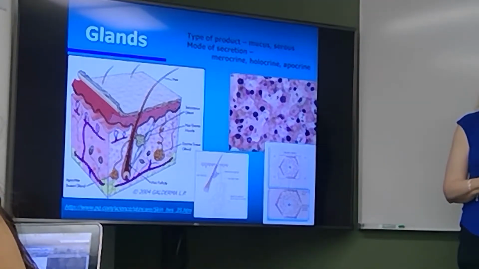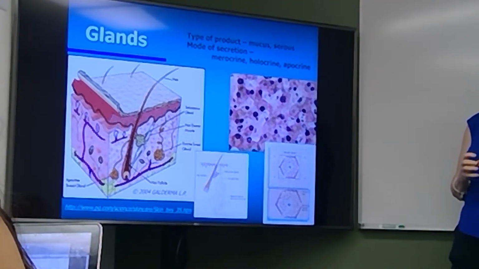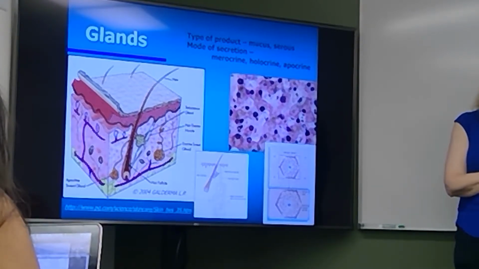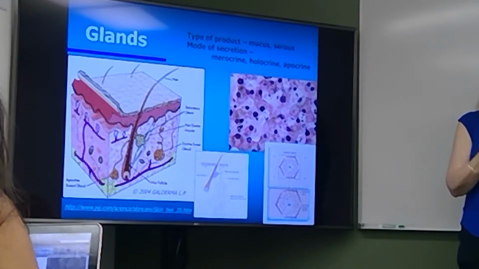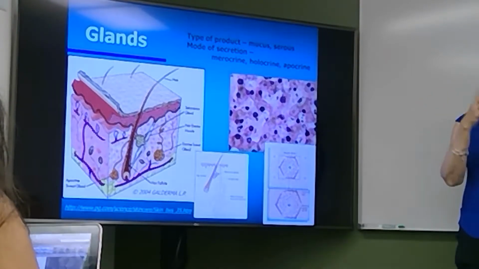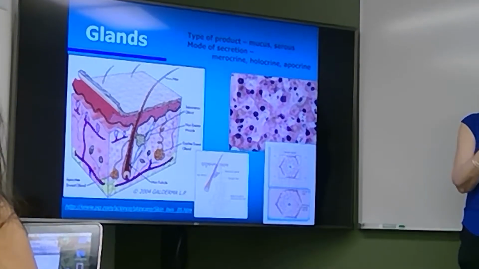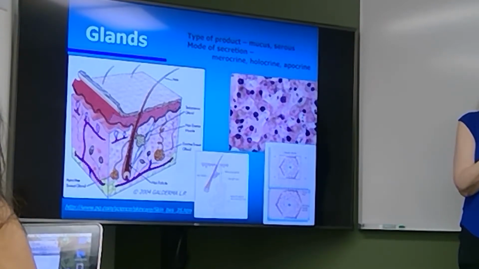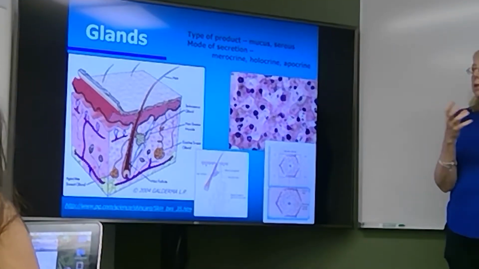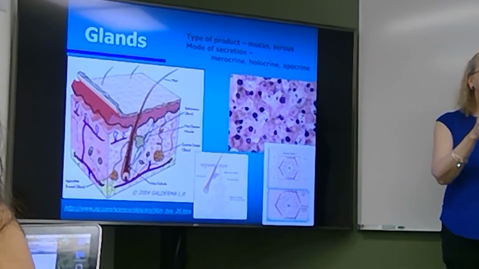Merocrine means that the secretory product of the cell is just released through the plasma membrane. Holocrine means that the whole cell dies and is secreted. The substances within it are released as it lyses. A good example of that are the sebaceous glands, as we'll see when we study those in more detail, because that sebum gets pushed onto the hair shafts.